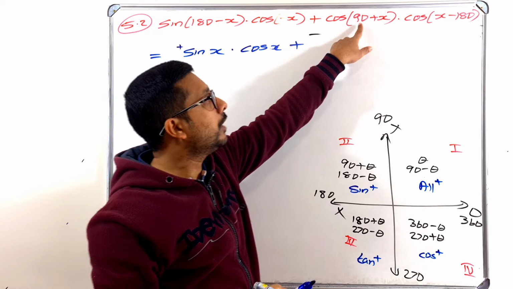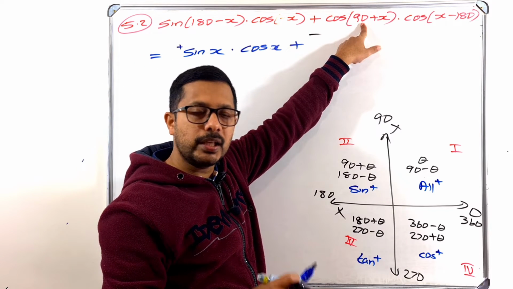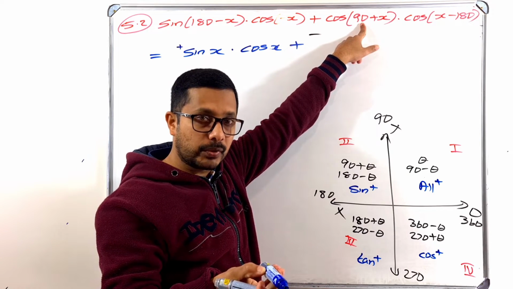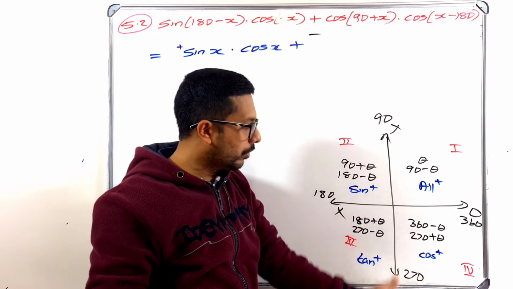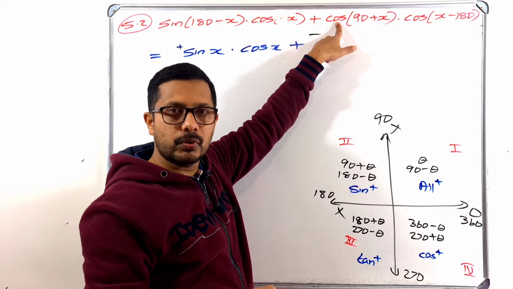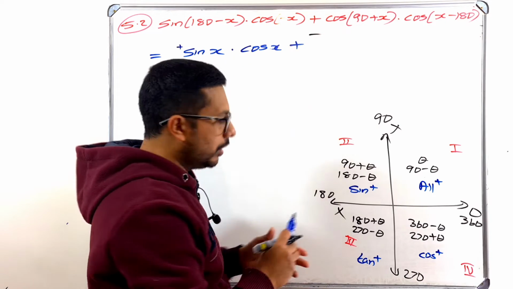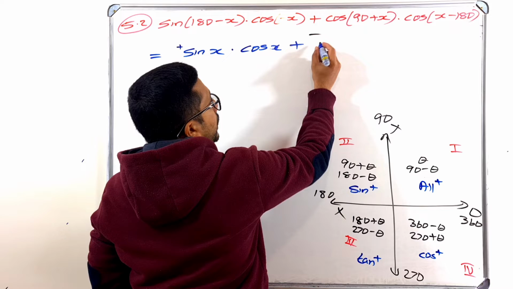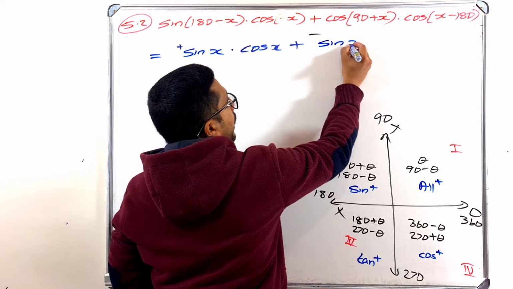If it is based on 90, change to its cofunction. Remember that one. If it is based on 90 or 270, you have to change to its cofunction. What is the cofunction of cos? It is sine. So it is minus sine x.